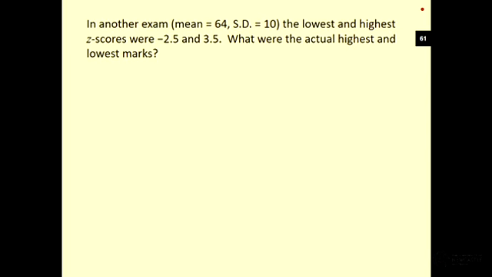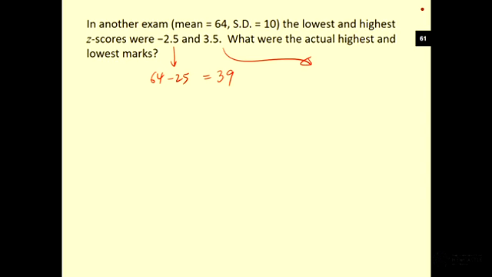What were the actual highest and lowest marks? I'll use the formula in a sec, but I'd rather not use the formula. Because minus 2.5 means I got below the mean by 2.5 standard deviations. What's 2.5 tens? 25. 2.5 times 10 is 25. That to me is instantly saying I got 25 below the mean. Okay, because 2.5 standard deviations below the mean is 64 minus 25, which goes 54, 44, take off the 5, 39. A z-score of 3.5 says I did hugely well.